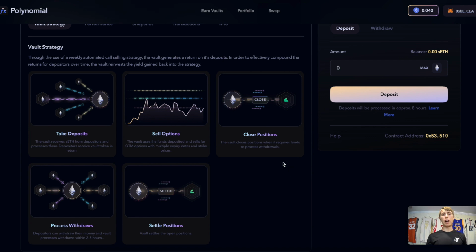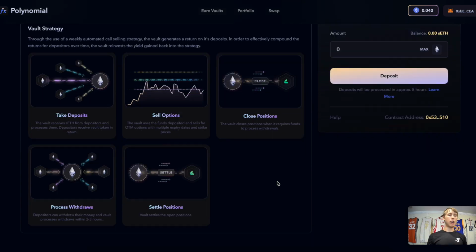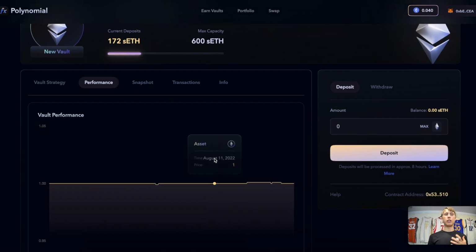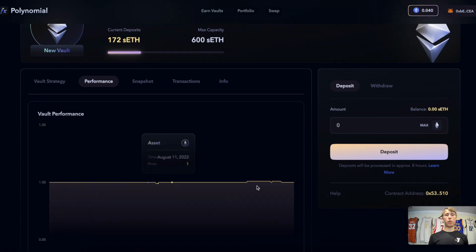And anyone depositing into one of these vaults is able to close the position at any time. When you do this, it takes a little bit of time to process the withdrawal. It says within 2 to 3 hours. You can also track the performance of each of these vaults by clicking on performance and seeing how it's done over time. Right now, it is currently accepting deposits for more ETH, but if you want to wait on the sidelines and see how the vault performs, you can give it a week, 2 weeks, and see what it does.